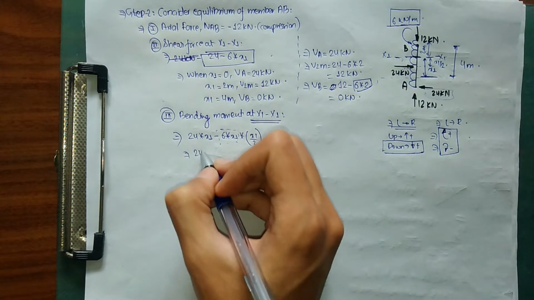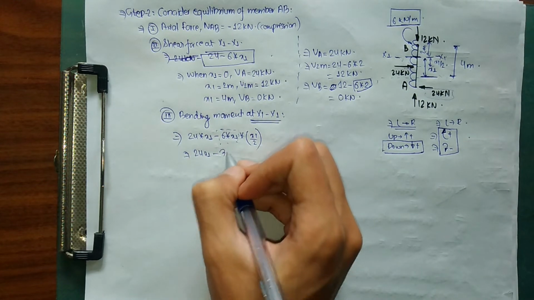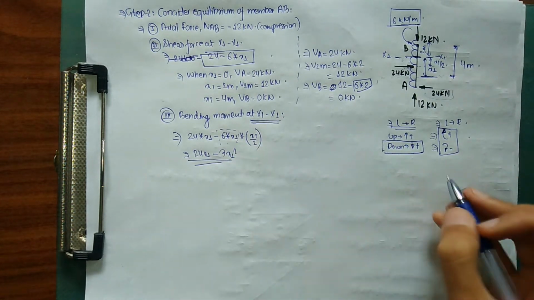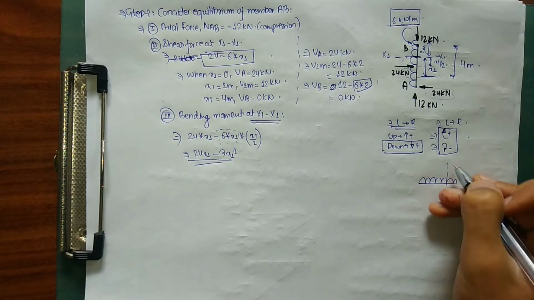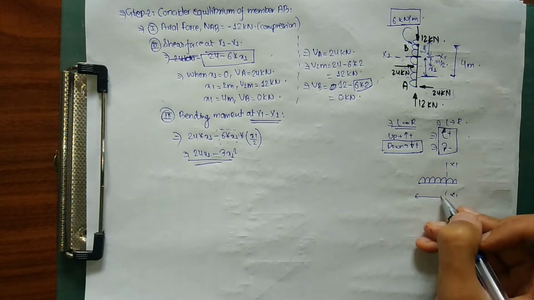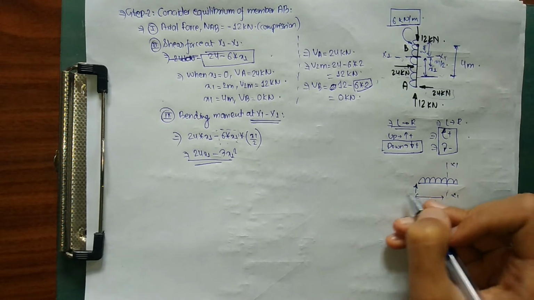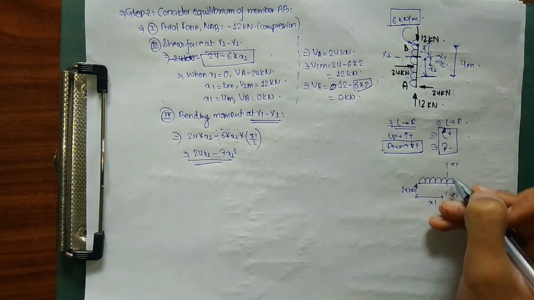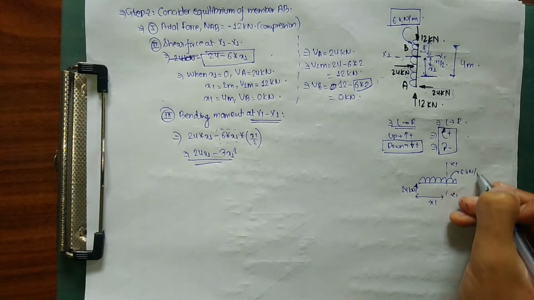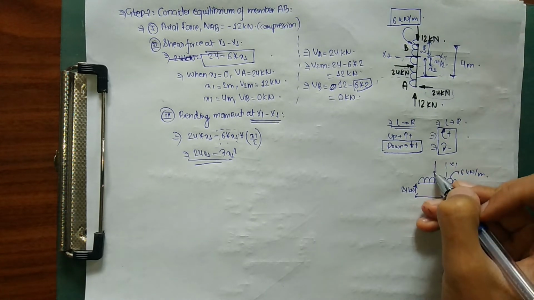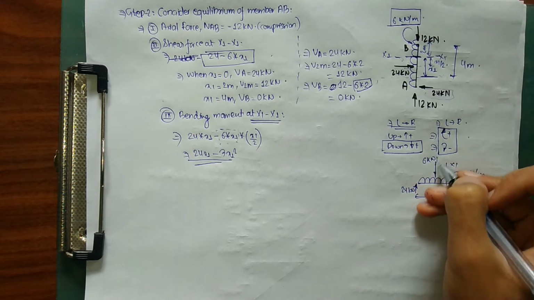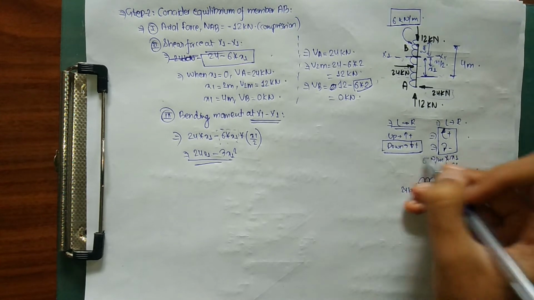This is going to be 24x1 minus 6 into x1 by 2, which is 3x1 square. So let me show it this way. This is my section x1. This is my distance x1. My 24 kilonewton is over here. This is my 6 kilonewton per meter. In order to convert this 6 kilonewton per meter into a point load, I'm going to multiply it by the span. It is acting over a span of x1.